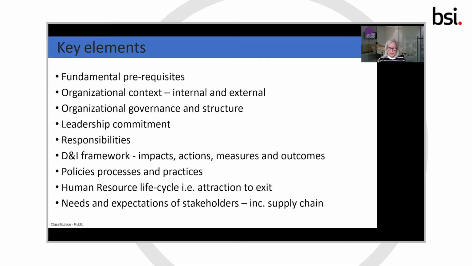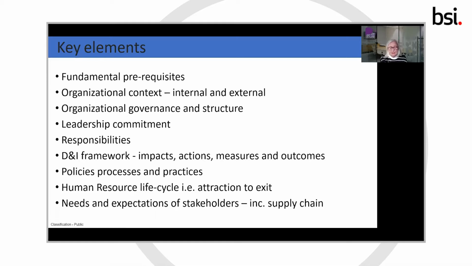The D&I framework is a key clause. It's owned by the organisation, and within it, we're encouraging organisations to identify their own D&I objectives, principles, to identify who's accountable and who's responsible, to identify the opportunities and risks, and the adverse impacts or outcomes that they might anticipate.